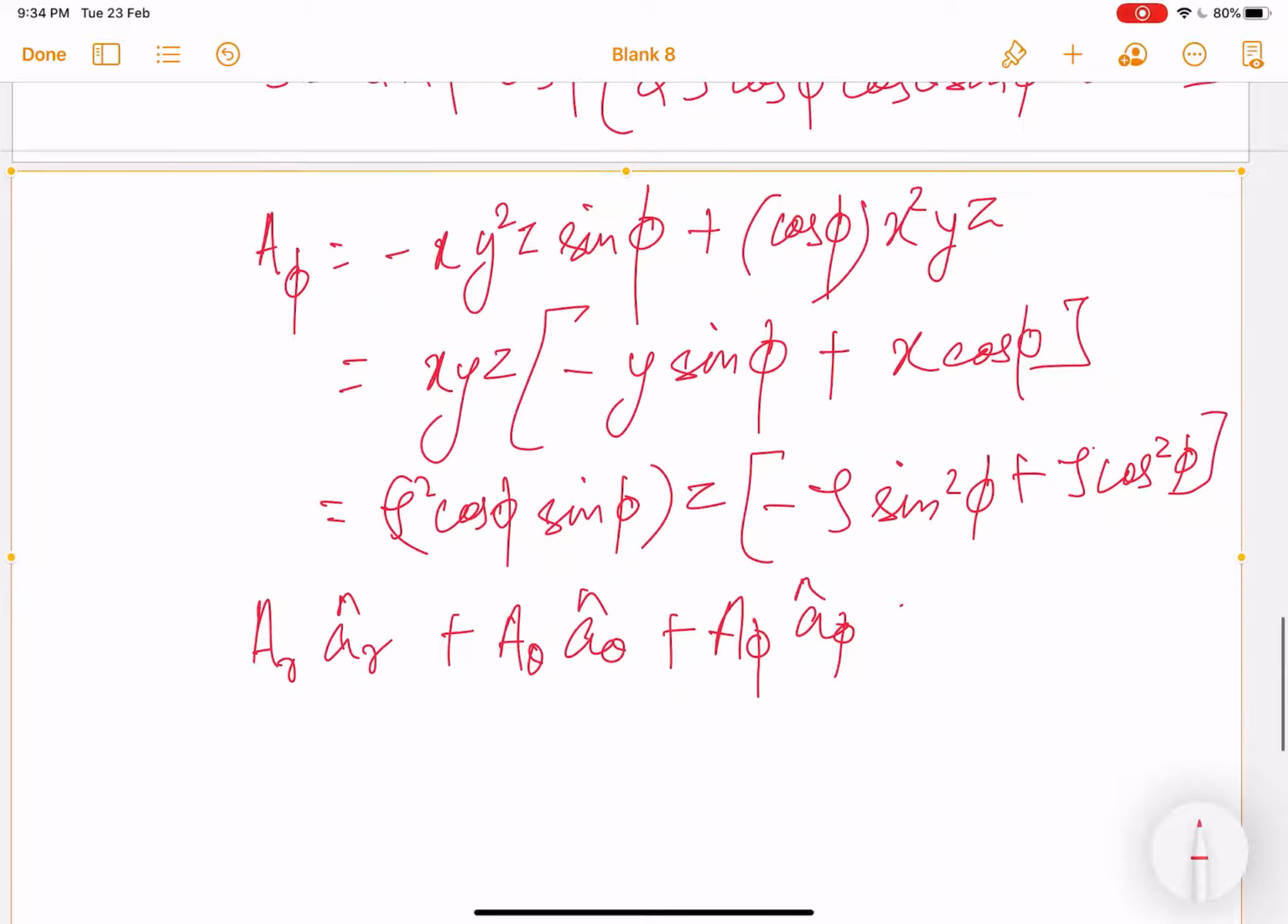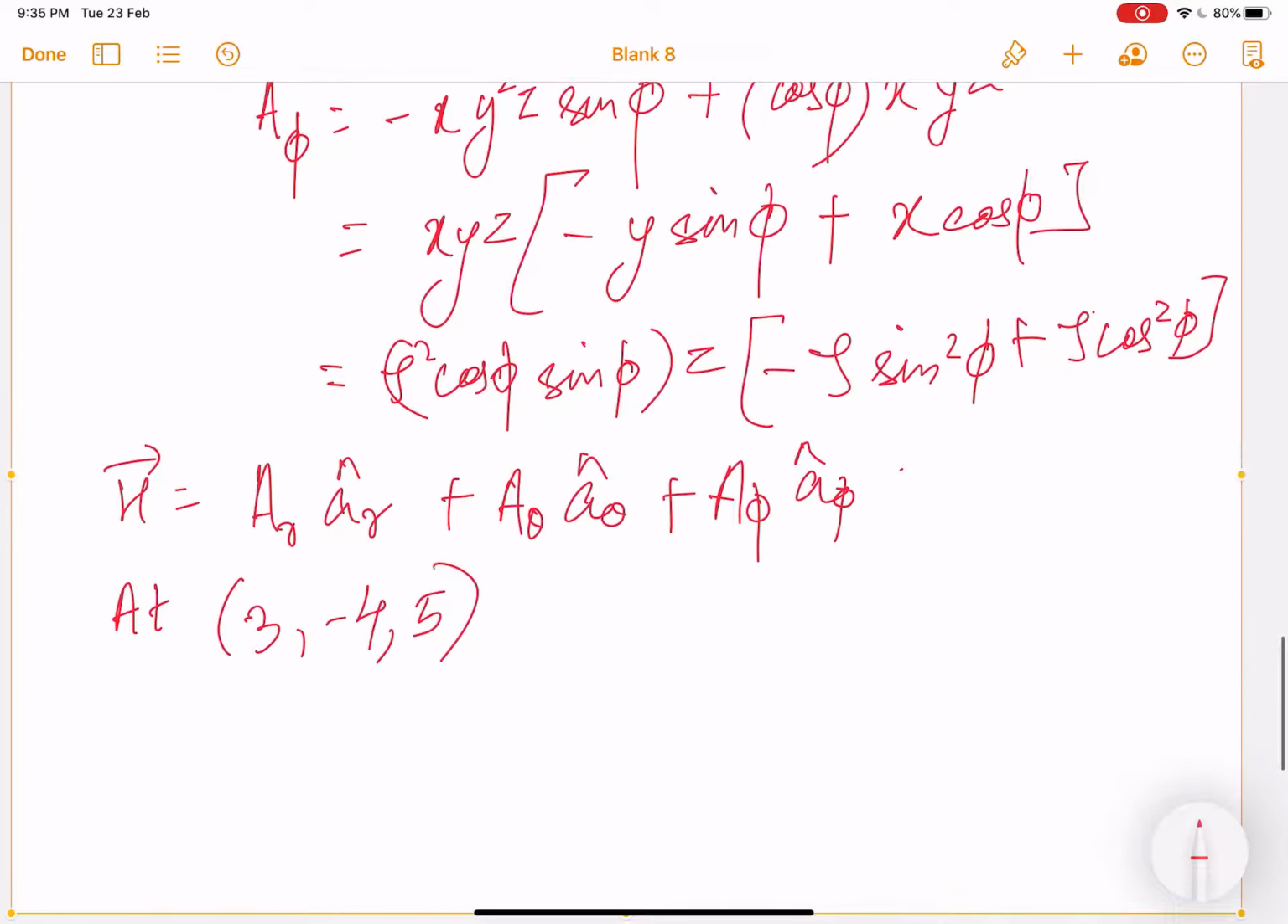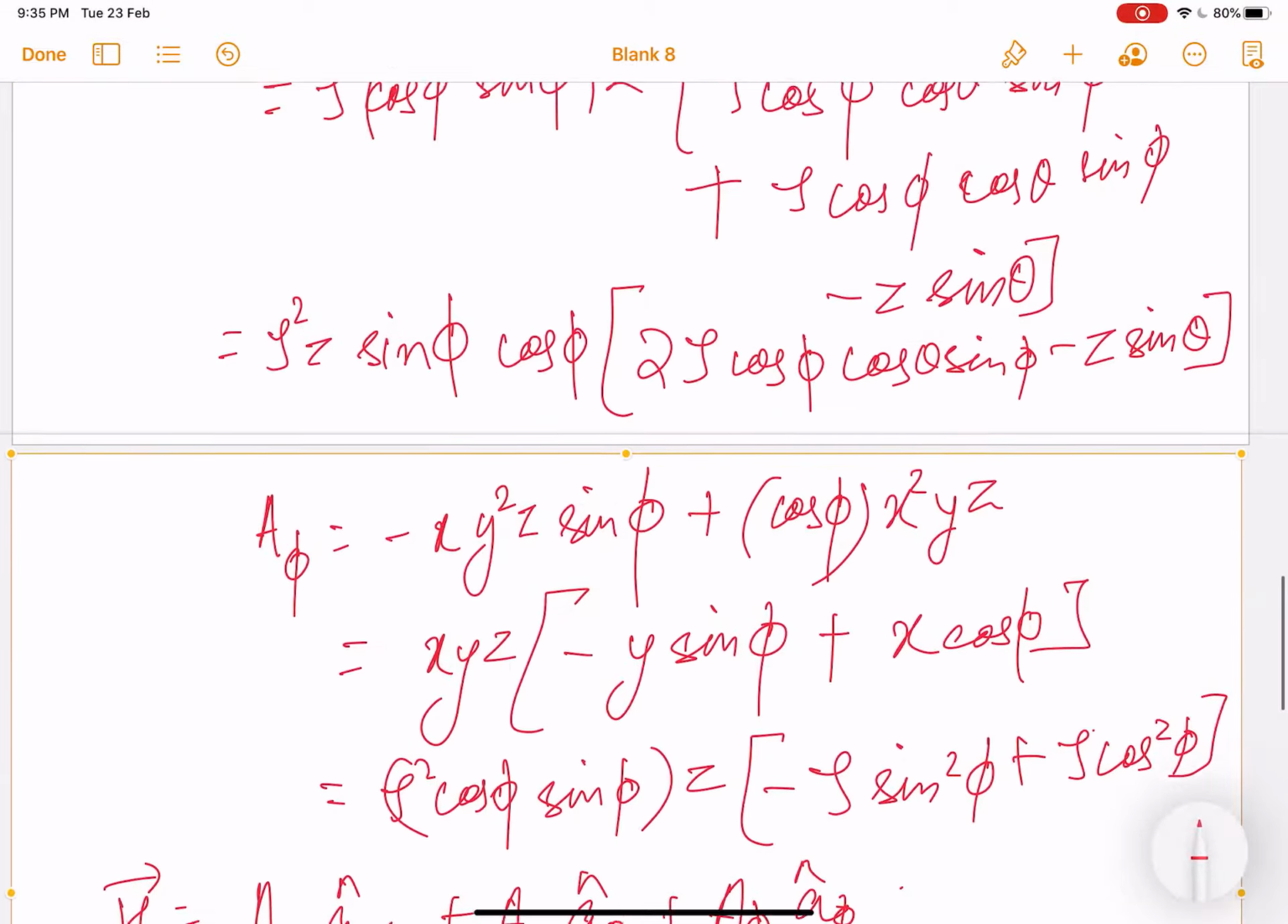Substitute the values. The next part says in both cylindrical and spherical coordinates we have to determine H at the point that is given at 3, minus 4, 5. I have to take out this vector H in both cylindrical and spherical coordinates. First let me do one thing. This is x, this is y.